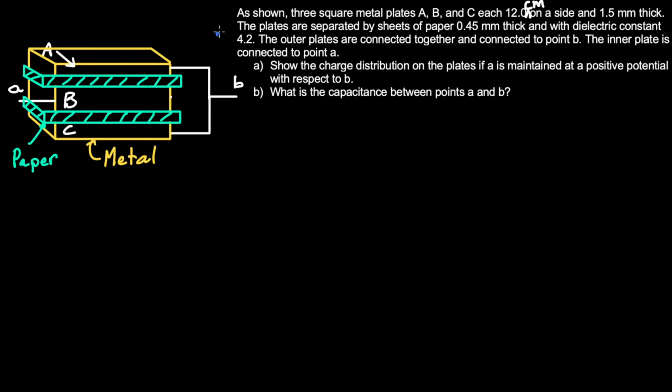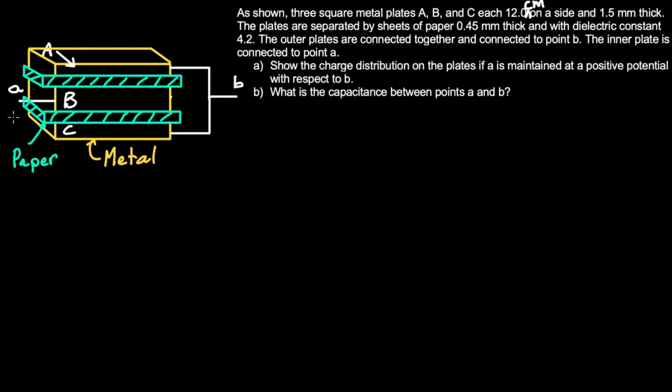And the other really important thing to note here is that it says three square metal plates. And so even though it doesn't look like it in the diagram because I haven't drawn it exactly to scale, this side length here is actually the same length as this side length here. They're both 12 centimeters long. And so with that, let's get into thinking about the charge distribution on the plates.